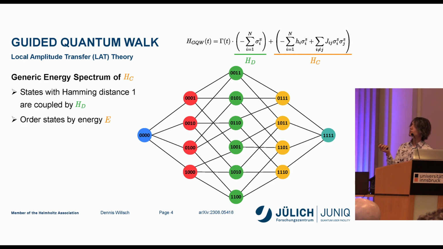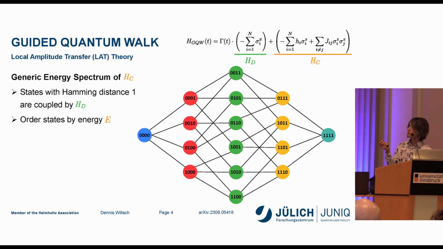Here's a picture of a 4-qubit problem, with all the states listed by Hamming distance. The time evolution of this Hamiltonian induces transitions between states of Hamming distance 1 to first order, right? So this driver Hamiltonian couples all the computational basis states of Hamming distance 1, which means in particular, for instance, it would not couple this one to this one, because the Hamming distance is larger than 1.